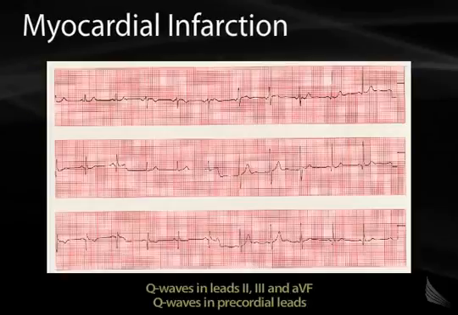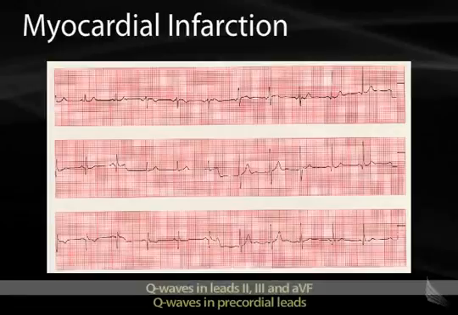This is an electrocardiogram that shows myocardial infarction. What you see in this EKG are Q waves in leads 2, 3, and AVF. Leads 2 and 3 are in the bottom left-hand corner of the screen, and AVF is also in the bottom left-hand corner. These are known as the inferior leads. Therefore, we can diagnose this patient with an old inferior myocardial infarction. Q waves are generally only seen after a myocardial infarction is established.